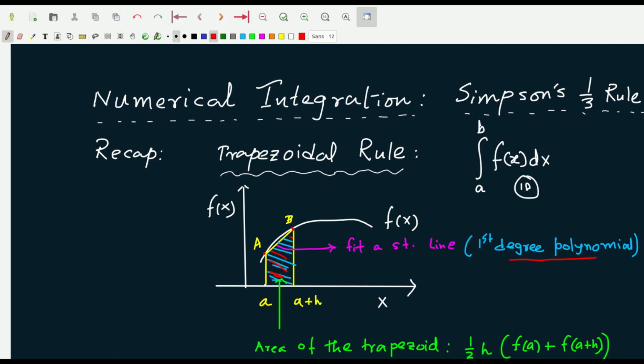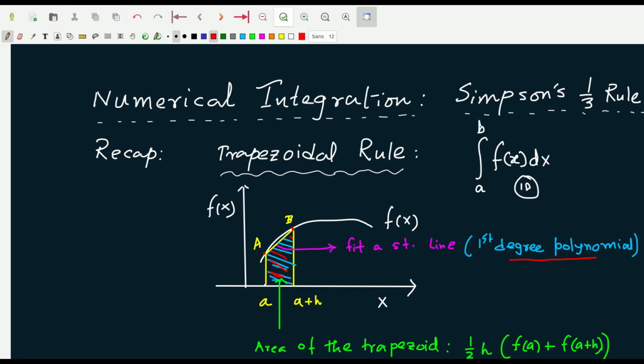Today we will be diving deep into numerical integration methods, that is Simpson's 1/3 rule, and a step by step Python as well as NumPy based implementation. Let's get started with Simpson's 1/3 rule. First we want to recap the previous method, that is the trapezoidal method, as was discussed in the previous video.